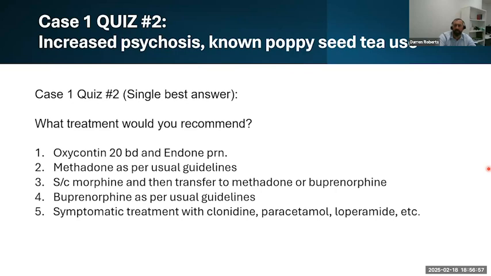I would not be going for OxyContin or Endone. That isn't an approved treatment for opioid agonist therapy or opiate substitution treatment, and that dose is just a guess. And I also wouldn't be giving subcutaneous morphine.